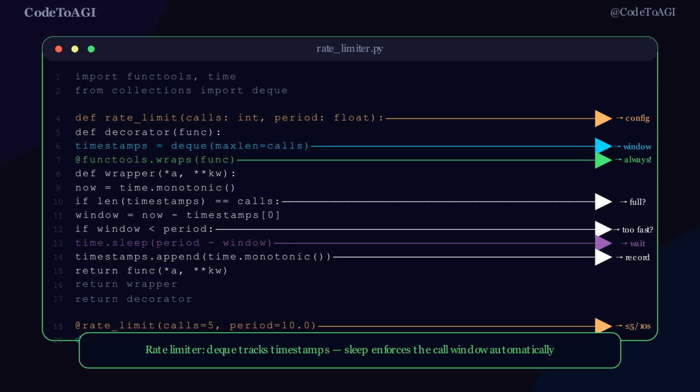We apply @rate_limit with calls equals 5 and period equals 10. This means no more than 5 calls in any 10-second window. The decorator enforces this automatically. The function never knows. This is the decorator pattern at its best. Cross-cutting concerns separated from business logic.